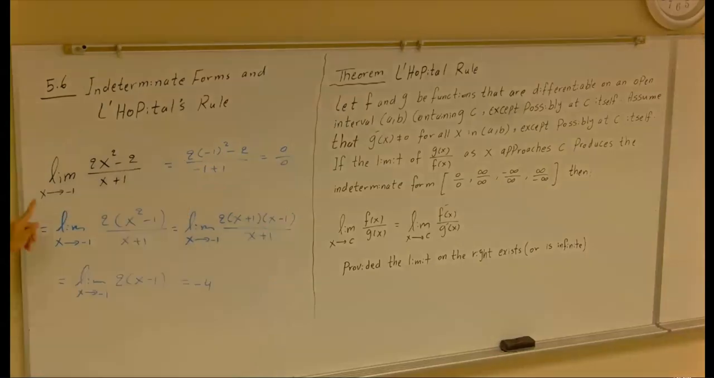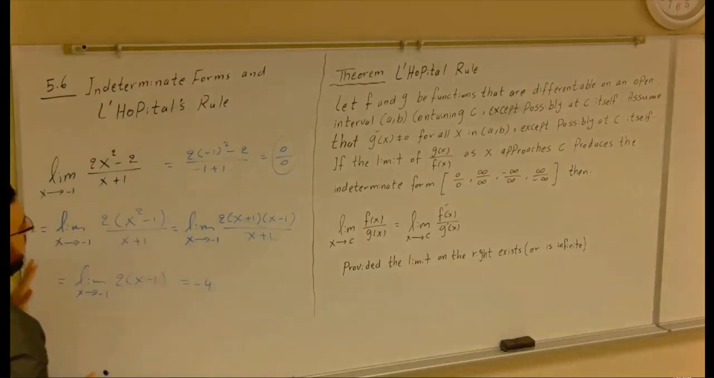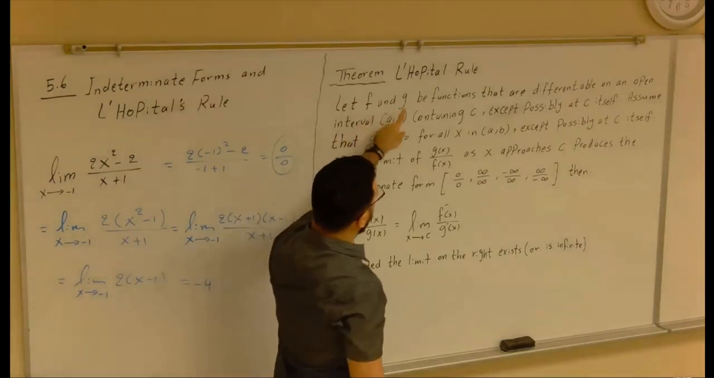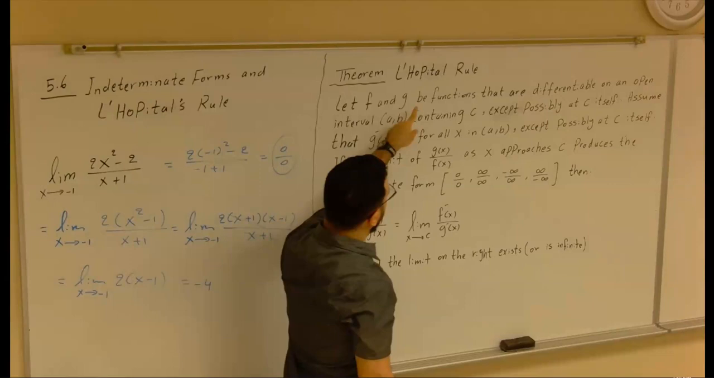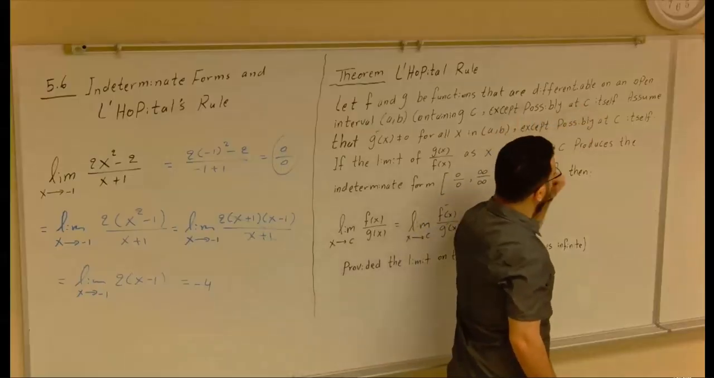So if I plug in negative 1 here, before I start doing these techniques, on the top and the bottom, and the result is going to be 0 over 0, that means I can use L'Hopital's rule, because it's an easy way to find the limit. L'Hopital's rule says, if f and g are two functions differentiable on the open interval (a, b) with c, except possibly at c itself. Like you can find the derivative for all points except this point.